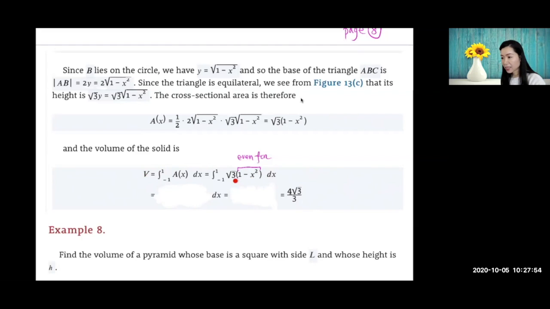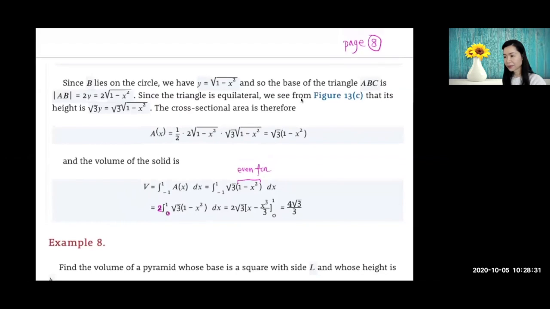Now notice that this is an even function and the upper and lower limits are symmetric. So this integral is equal to twice the integral from 0 to 1. Now we find the antiderivative. The antiderivative of 1 is x. The antiderivative of x squared is x cubed over 3. Evaluate this with x going from 0 to 1. That gives us 4 root 3 over 3. So this is the volume of the solid we talked about.